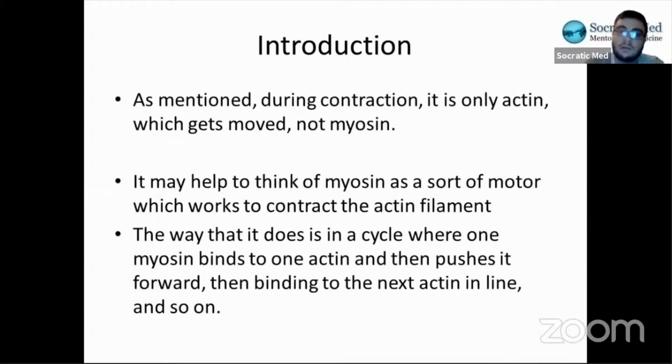Okay. The way that it does this is in a cycle where one myosin head binds to one actin, and then it pushes it forward towards the midpoint or the midline, and then it unbinds from that actin, and then binds the next actin in line, and pushes that one, and then binds again, and pushes that one, binds again, and pushes that one. Essentially, if this is an actin filament, my hand is an actin filament, and this is a myosin head, it takes it, pushes it, takes the next one, pushes it, takes the next one, pushes it.